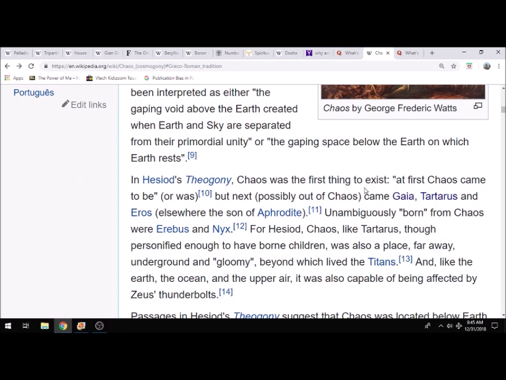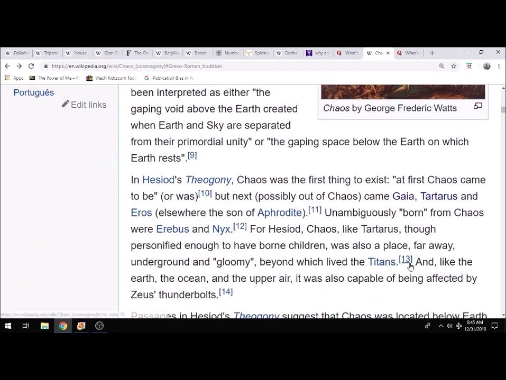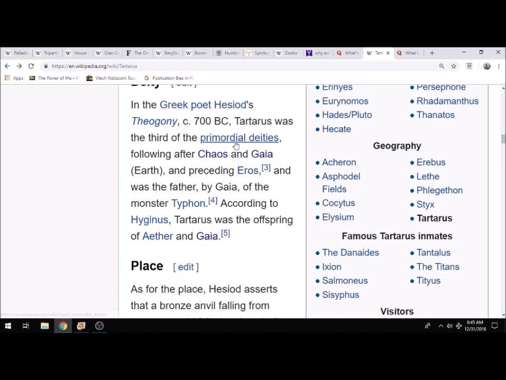Chaos was the first thing to exist. At first, chaos came to be, but next came Gaia, Tartarus, and Eros. I don't know, when did Eros pop in, right? Didn't it say 3? I guess the way they mix things up on you, they've got to keep you on your toes, right? So let's go back to Tartarus here, right? As the deity. Oh, he was the third and he preceded Eros, right? And was the father by Gaia of the monster Typhon.